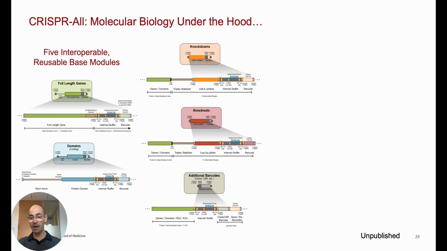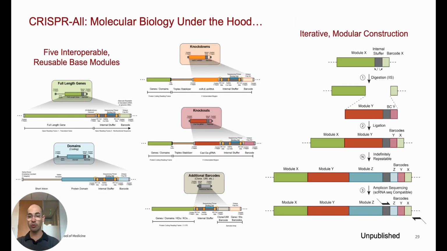Again, a lot of molecular biology goes on under the hood, but essentially these constructs can be iteratively and modularly built through successive rounds of restriction digestion and ligation cloning. It's all relatively straightforward stuff. But essentially, the functional parts build up on the left side, and the barcodes build up on the right side as you go through indefinitely repeatable rounds of cloning. And that allows you to build up complex arrays of genetic perturbations, all with a single unique barcode that tells you exactly what happened.